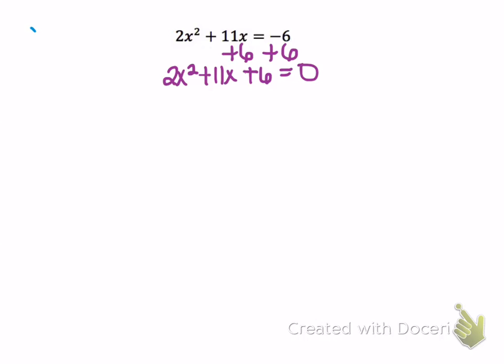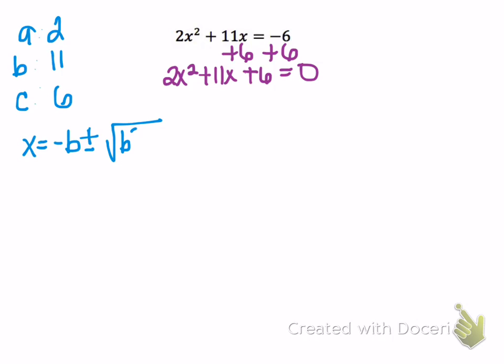Now, again, I'm going to go ahead and identify my A, B, and C value. So A would be 2, because that's a coefficient that's attached to the x squared. B is 11, and C is 6, because that's a coefficient that stands by itself. Plugging it into my quadratic equation, x equals -b plus or minus the square root of b squared minus 4ac all over 2a.